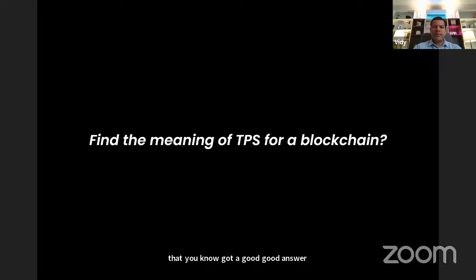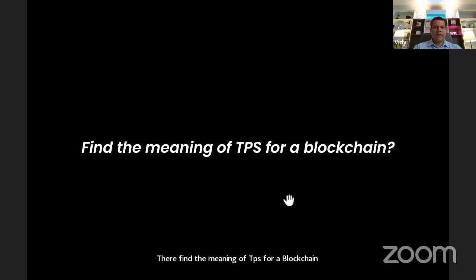Find the meaning of TPS for a blockchain. Transactions per second. Yeah, that is the answer. TPS stands for transactions per second. And different blockchains take different time to process the transactions that are there.